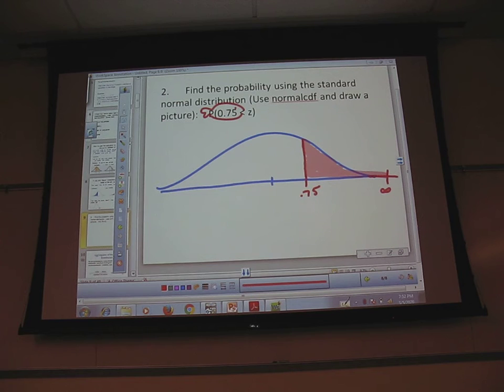Then what's the next thing we do? Normal CDF. 0.75, comma, any large number? 87. Great. Any large number. Large number. Okay, good.